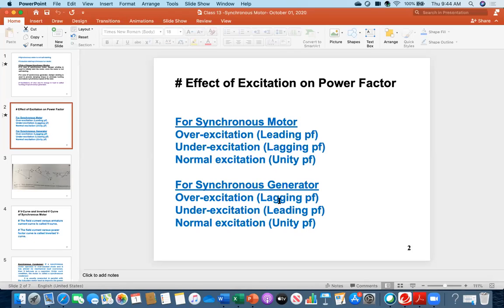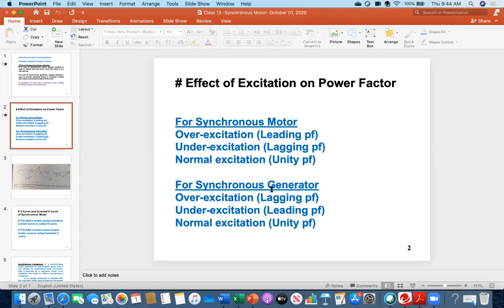For the synchronous generator, in the case of lagging power factor, it is over-excitation. But for the motor, during leading power factor, it is over-excitation. And the same goes for lagging power factor, it is under-excitation, while for the synchronous generator it was the leading power factor for under-excitation. For unity power factor, the conclusion is the same. So you might be asked this question: explain the impact of excitation on power factor. Then you have to write exactly these things.